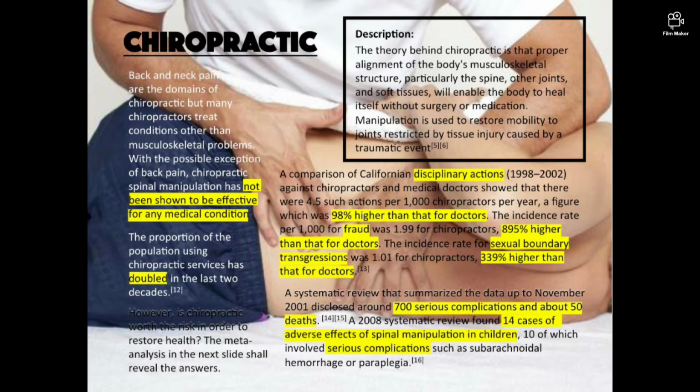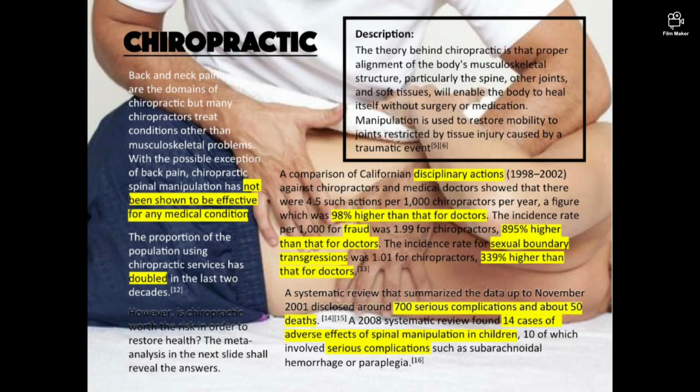In California from 1998 to 2002, a comparison has shown that chiropractors are 98% more likely to receive disciplinary action than doctors. Forgery was also reported to be 895% more likely to happen from chiropractors than doctors. Patients are also 339% more likely to face sexual harassment from chiropractors than doctors.